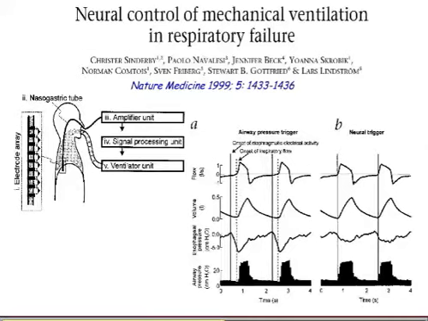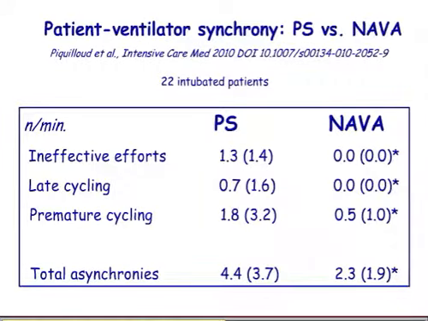And of course, some studies are now coming out showing the clinical applications. This is one from our group, showing that in a group of intubated patients, compared to pressure support, there was a decrease with NAVA, disappearance of ineffective efforts, late cycling, premature cycling, and overall asynchronies using NAVA. And there are other data out there that show the same thing. So again, this might be one of the options in the years to come.